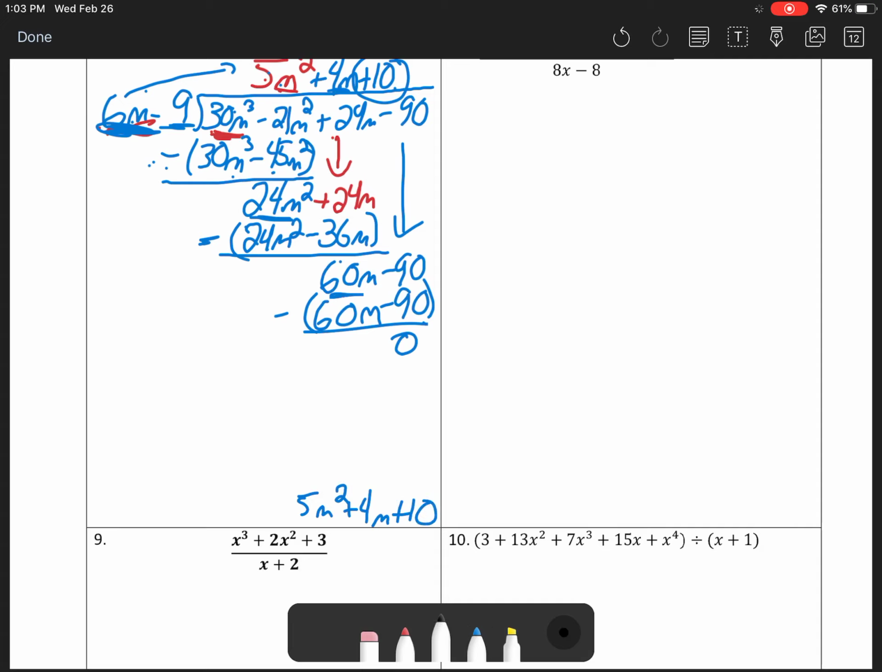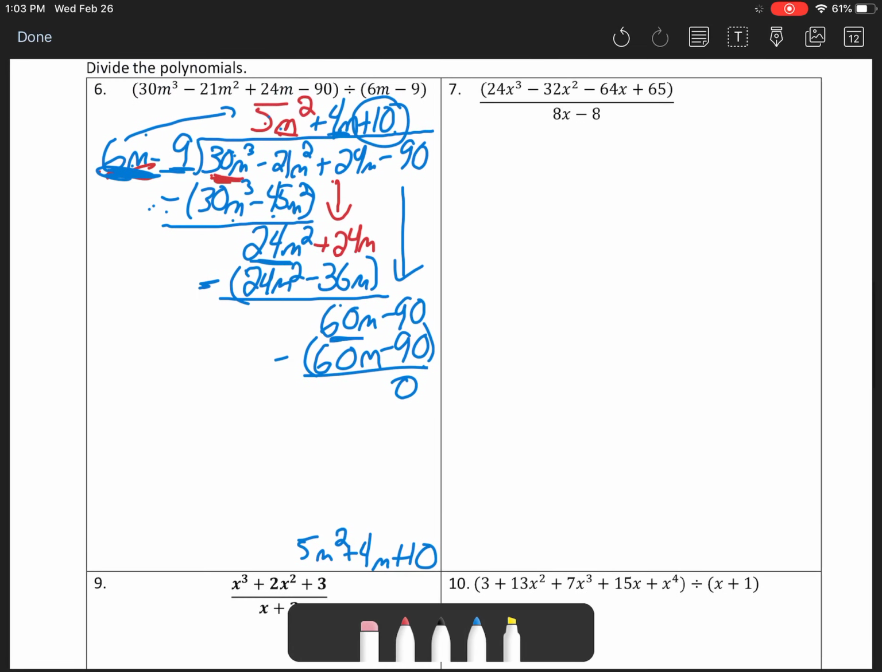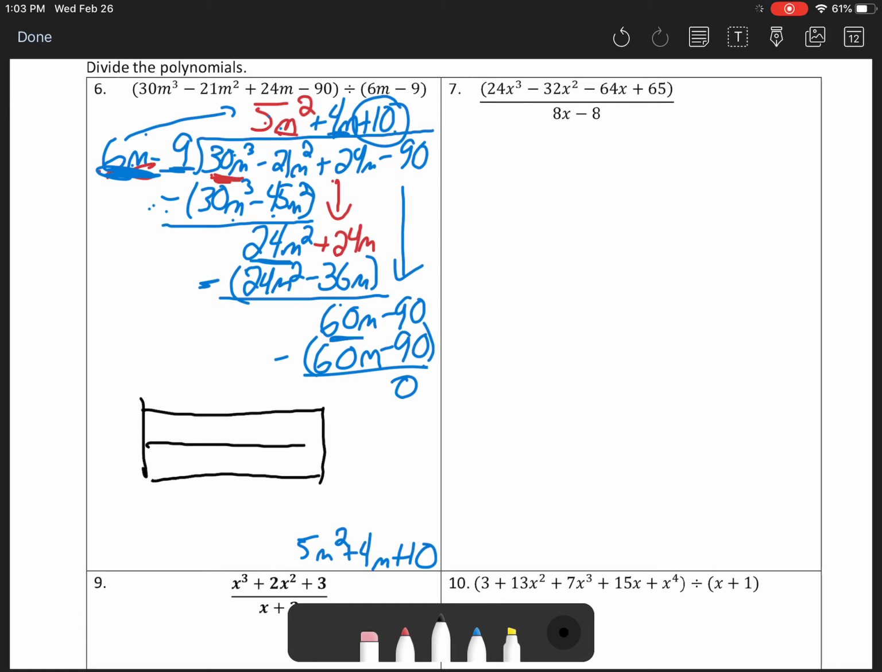Okay, so my next thing to do is I am actually going to do it by the box method, because some of you are more comfortable with the box method. So what we do with the box method is we set up a long box, okay, and I just set up the first two, and I say this is going to be 6m minus 9 is what you're dividing by, okay? And this spot right here is going to be your first term. So this is going to be 30m cubed, okay?